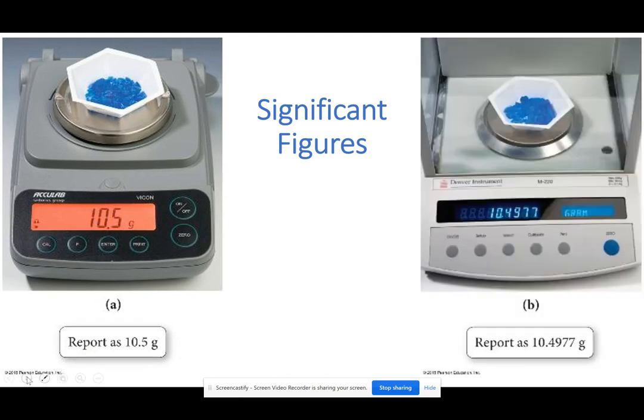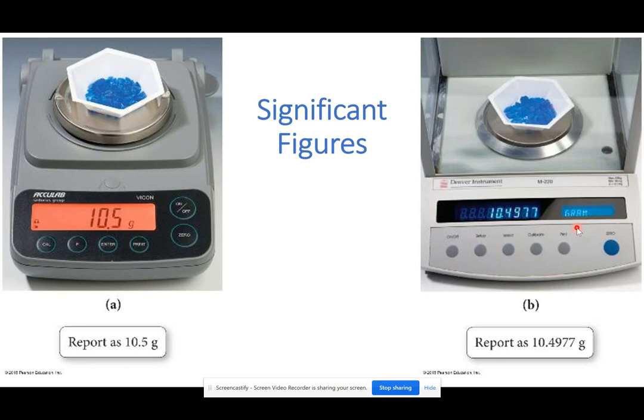What I'm going to show you now is another scale. This scale is measuring the exact same blue blob, but when I put it on this scale, we get a lot more digits out of that. We get the 1, the 0, the 4, the 9, the 7, and the 7. So this scale gives us 6 significant figures. If I had to choose between these two instruments to measure my blue blob, I would choose the scale on the right because it gives me more significant figures. It gets me closer to the actual value of that blue blob.